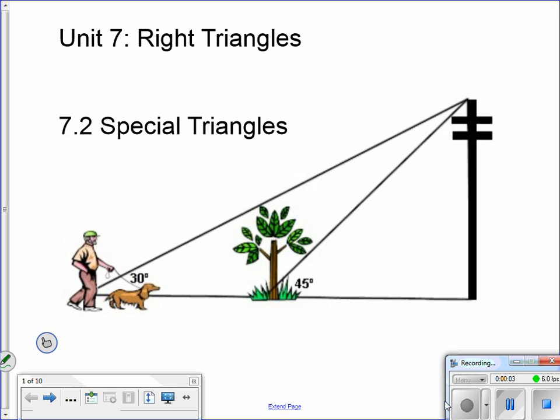This is Mr. Munson, and we are in Unit 7, Right Triangles. This section, 7.2, is Special Triangles. If you take a look at your student learning map, you'll see we have several I can statements that you'll need to be able to accomplish by the time you get through this video. The two special triangles we're going to learn are the 30-60-90 triangle and the 45-45-90 triangle. Let's get started.